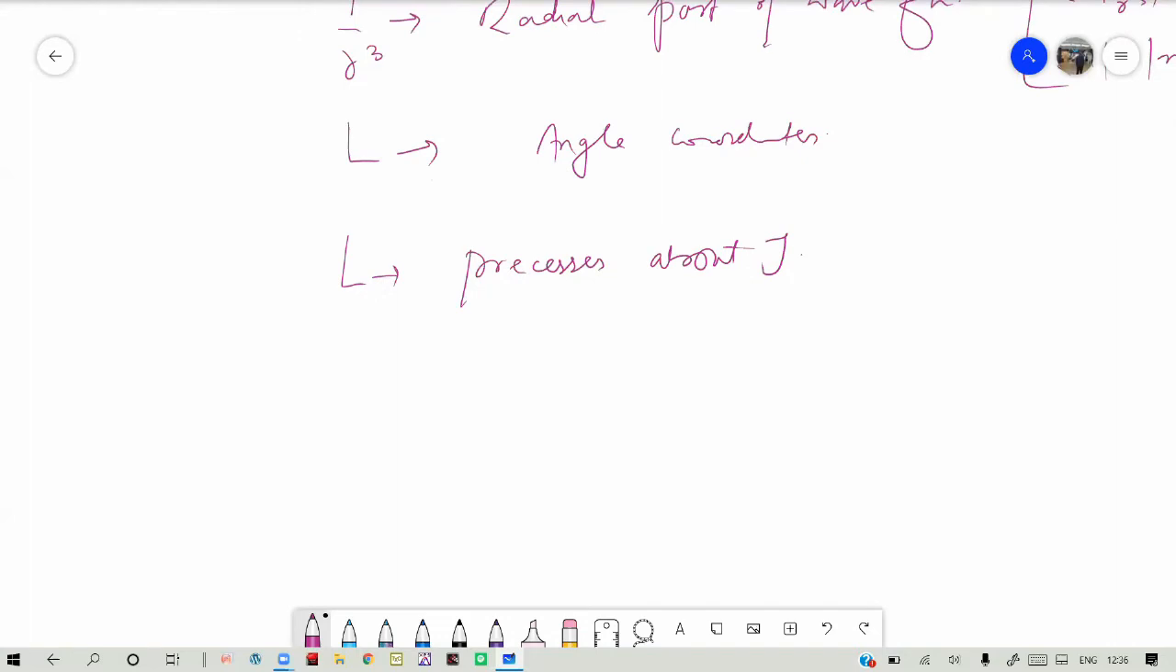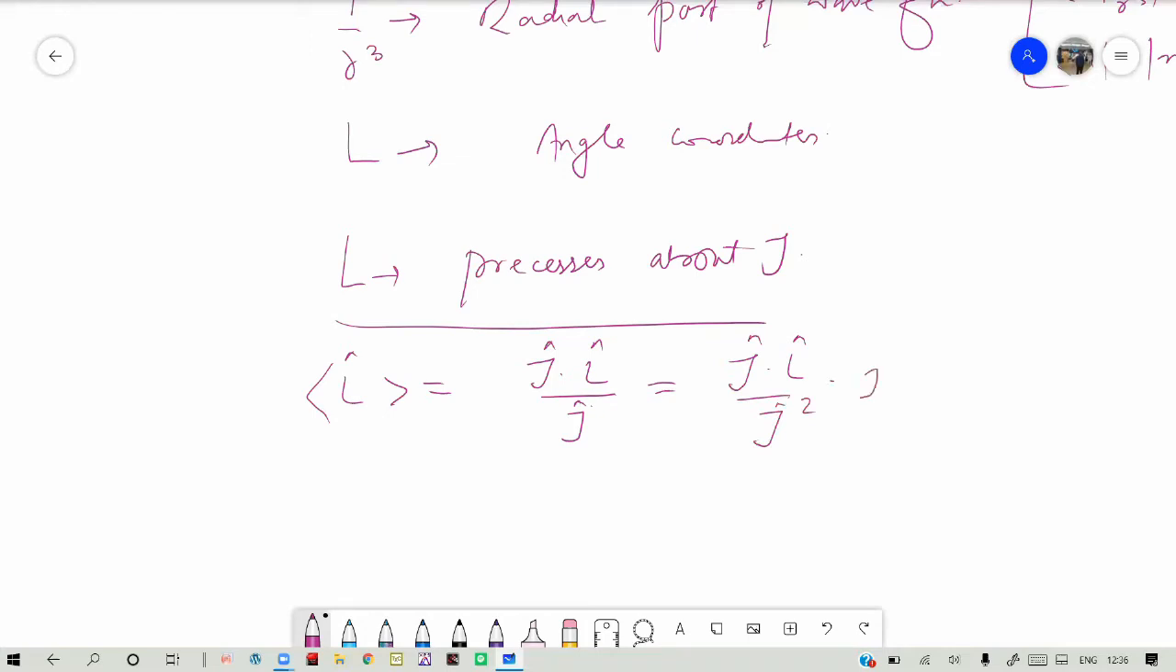Then we can write L in terms of J. The average value of L in terms of J is written as, I hope that you might have done this, J square into J. I will multiply J and J to keep the direction of L. The J and J is multiplied and divided here.